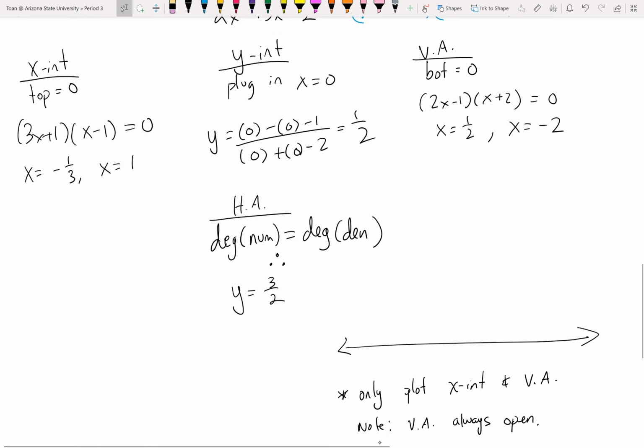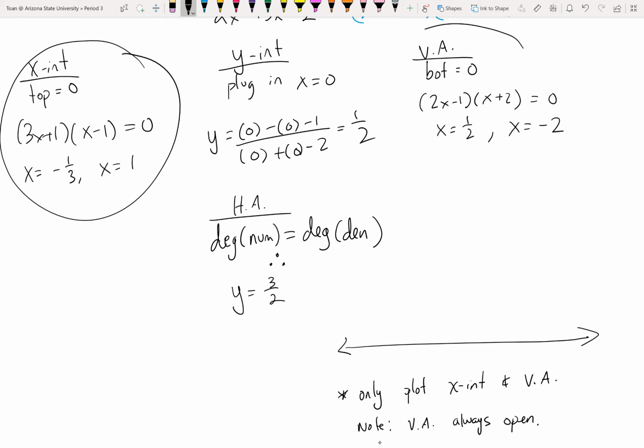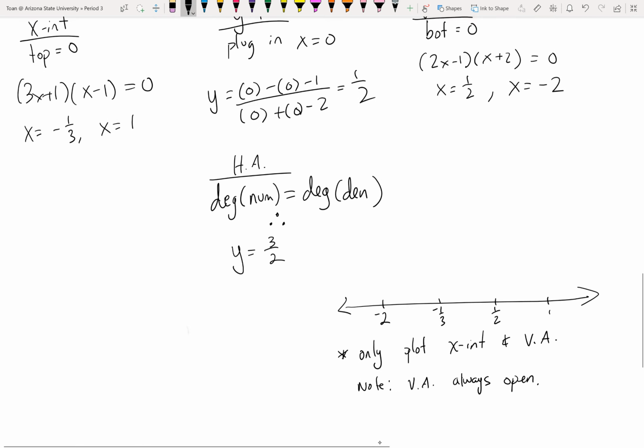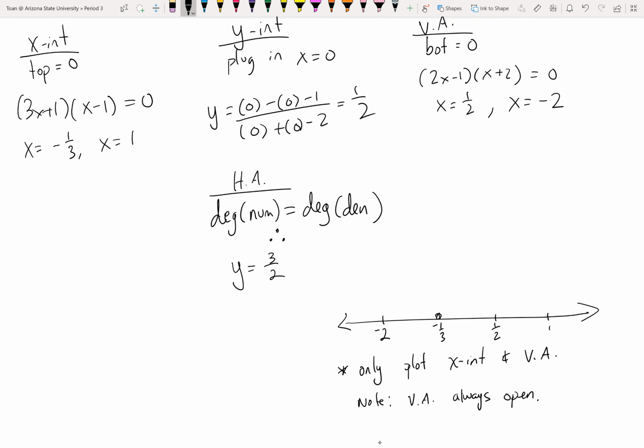So in our work here, here are the x-intercepts, here are the vertical asymptotes. I'm only going to plot those numbers. So we have negative 2, we have negative 1/3, positive 1/2, and a positive 1. Notice I'm not spacing them out equally. I don't really care about the spacing just yet. X-intercepts are closed, so negative 1/3 and 1 are closed. And my vertical asymptotes are open, negative 2 and 1/2.